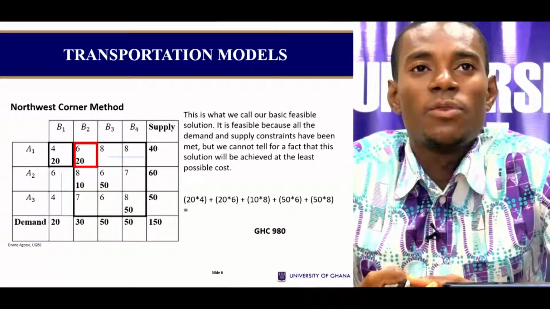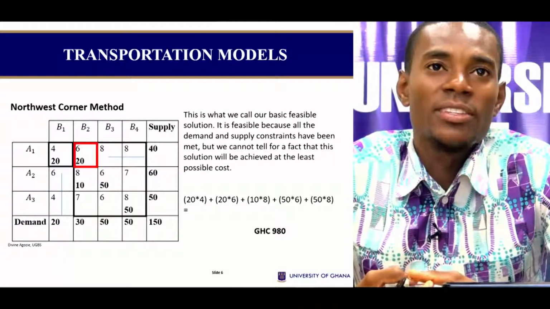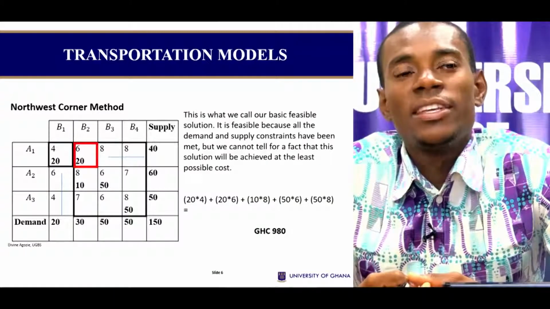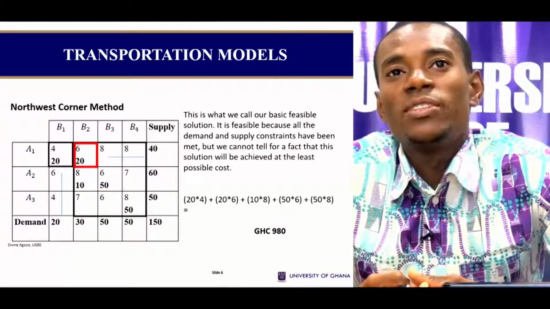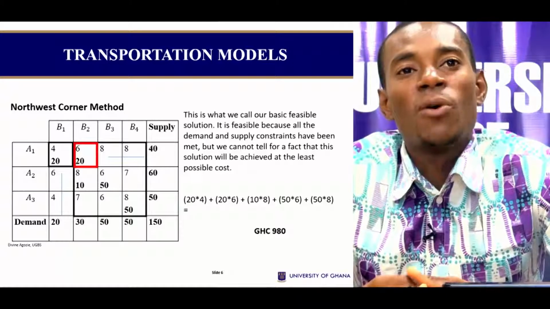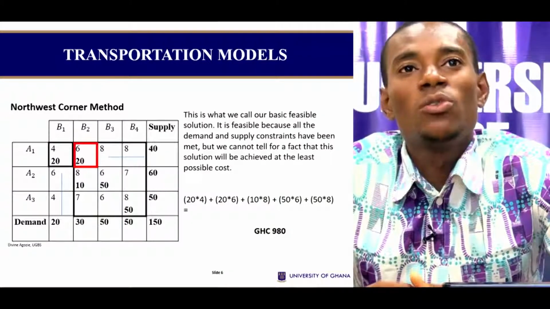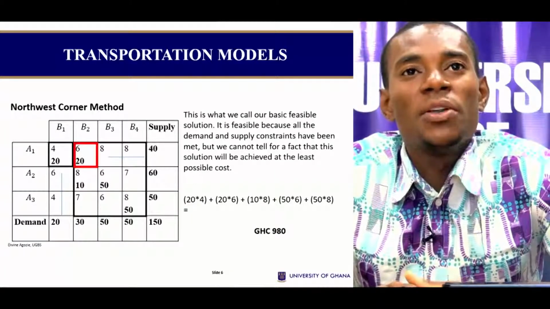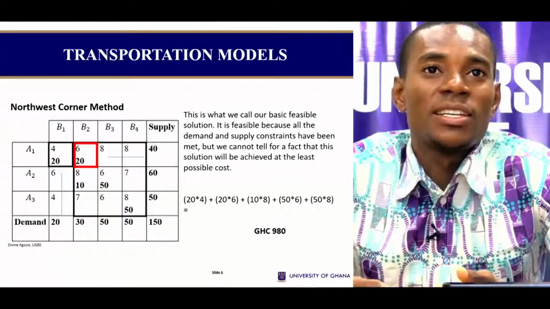Now, if we found our northwest corner cell, the next thing is to make an allocation in that cell. You remember that when we allocated 20 in A1, B1, the first one, A1 still had 20 units left. Now, this time around, B2 requires 30 units. But A1 only has 20 left, so we can only offer 20. So we allocate 20 there. And once we allocate 20, you do see that A1 will no longer have any supplies left. It has exhausted its supply.